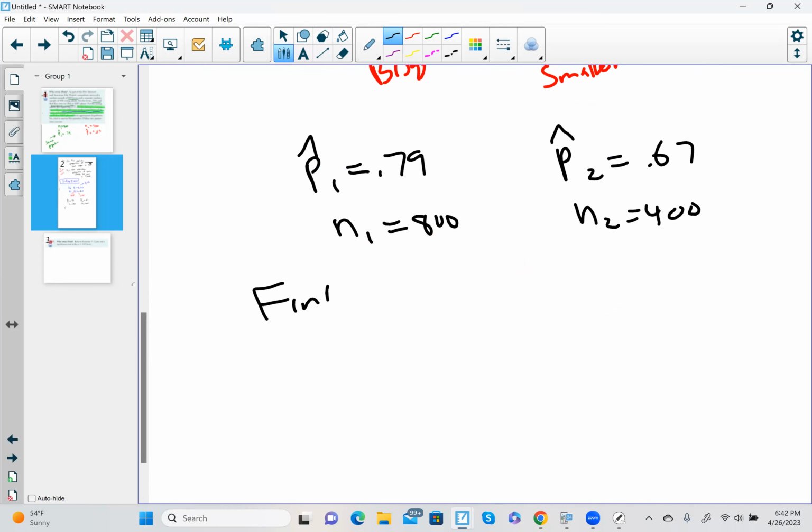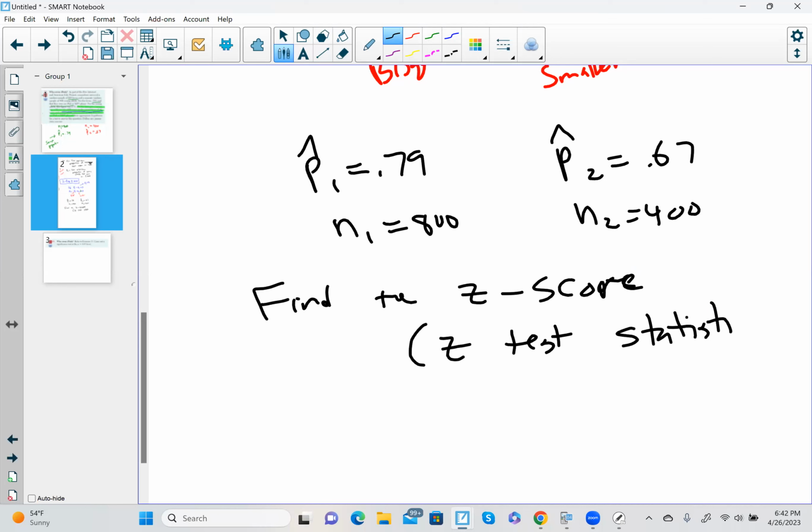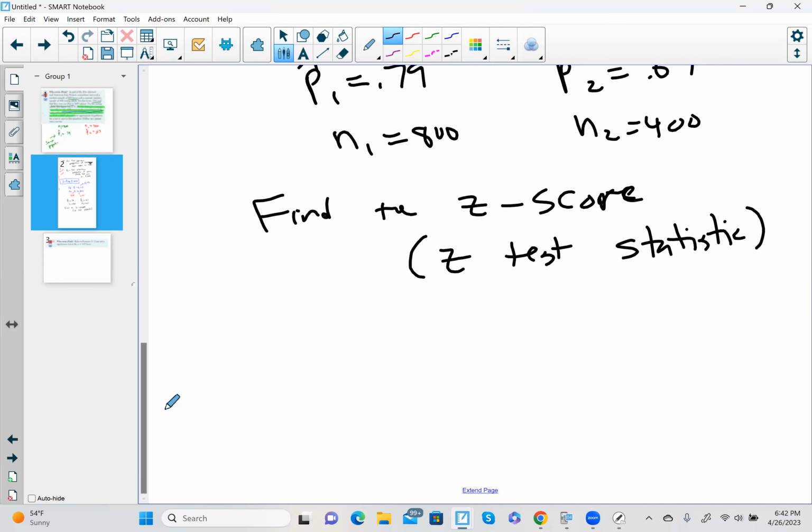Find the z-score, or what's typically called the z-test statistic. It's going to be intimidating looking, and it's going to take us a little bit of time to type in the calculator, but I'll do it all with you and make sure that you feel good about it before we start using the chart. So here's the formula. I'm going to go to a new page.